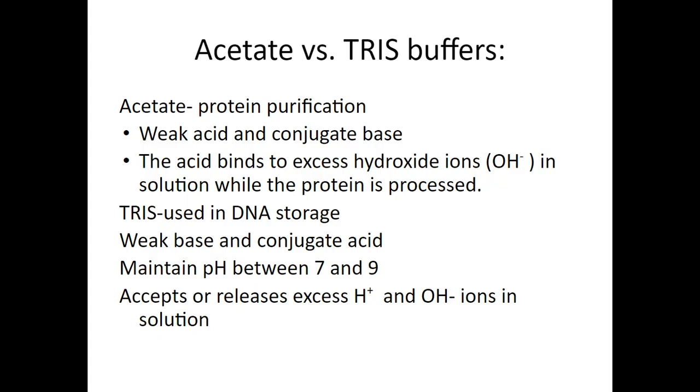Now, tris is used in DNA storage. We'd use TAE or TE. When you were in biotech too, the first thing you did was put together a TE buffer, which was tris and EDTA. So those two solids were put together in a beaker, and then you had to bring it up to 100 milliliters, and then you mixed it up and set the pH. So that's used for DNA storage because you were doing DNA extractions in biotech too at the beginning. So tris is used in DNA storage. It has a weak base and its conjugate acid. It maintains the pH between 7 and 9. It accepts or releases excess hydrogen or hydroxide ions in solution.